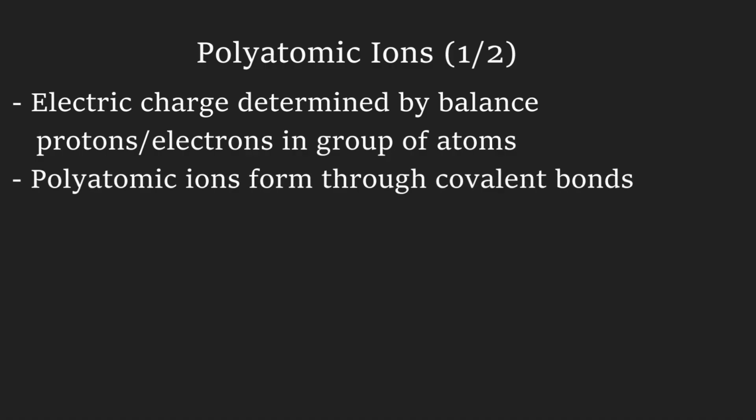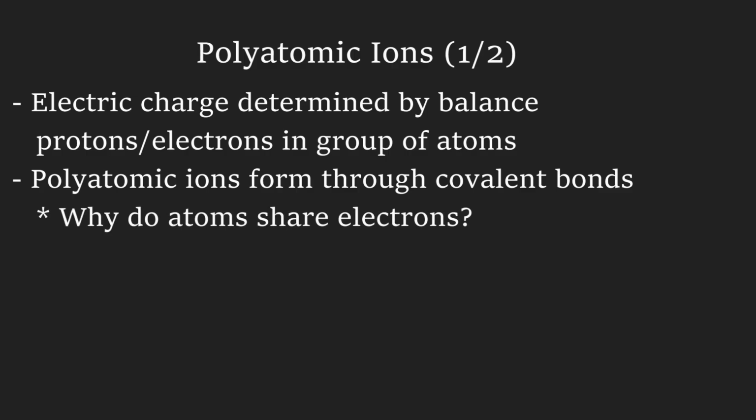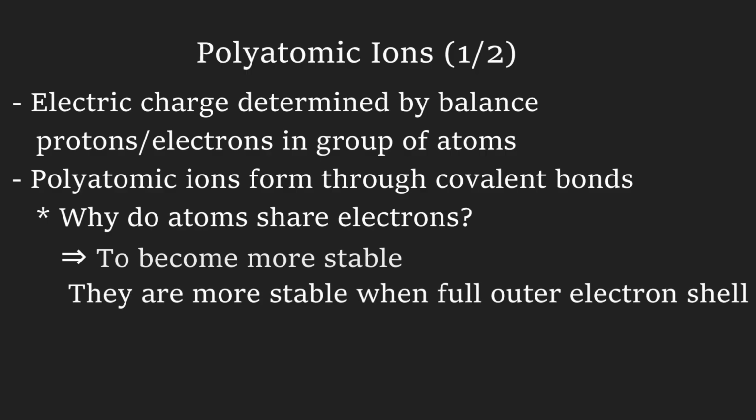Polyatomic ions form through so-called covalent bonds. Covalent bonds are chemical bonds in which atoms share electrons. Why do atoms share electrons? They do this to become more stable. Atoms tend to be more stable when they have a full outer electron shell. For most elements, this means having 8 electrons in their outer shell, although there are exceptions.